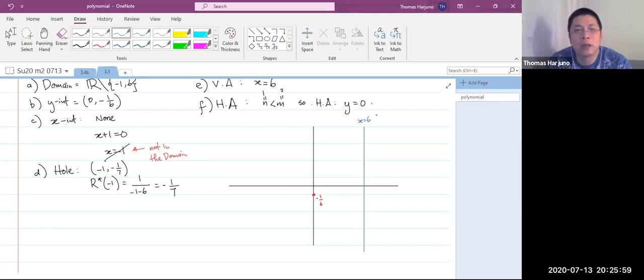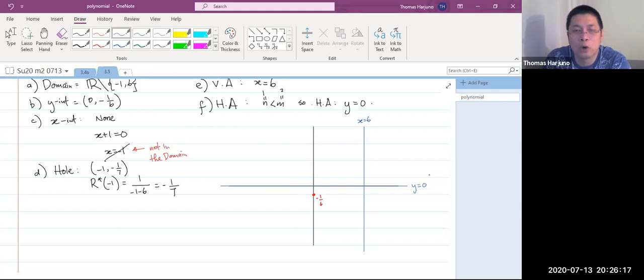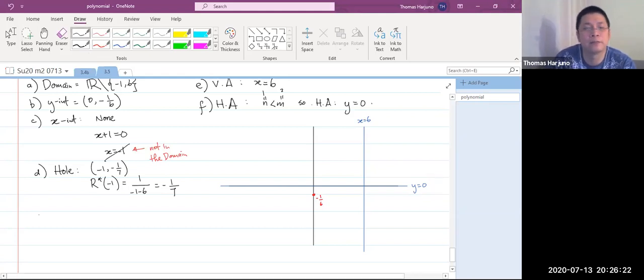Okay, and the horizontal asymptote is y equals 0, so it coincides with the x-axis. That's y equals 0. Then how do we proceed from here if this is all we have? Let's do the sign graph. That's why you see it's better for us to do the sign graph first, right? The sign graph.